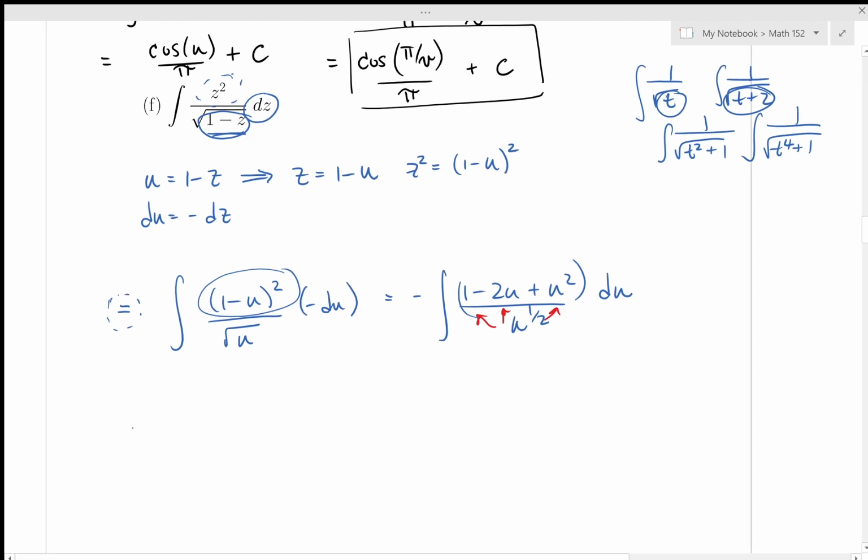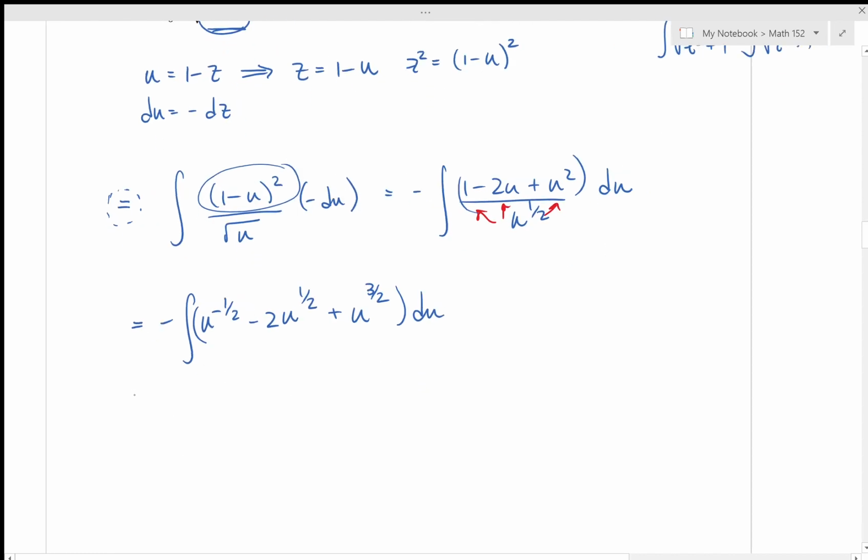I'm going to divide that in. It's going to look like this: minus, and I'm still integrating, so I'm going to have here u to the minus the half. That's 1 divided by u to the half, minus 2u to the 1/2, and plus u to the 3/2, du. And then I will proceed to integrate each one of these things separately. All are now easy to do using the power rule.